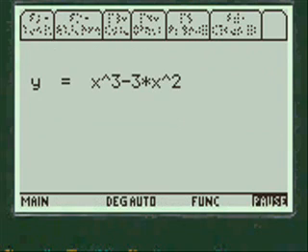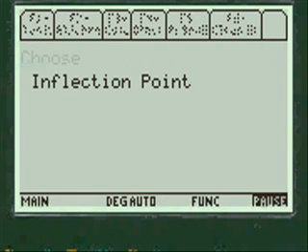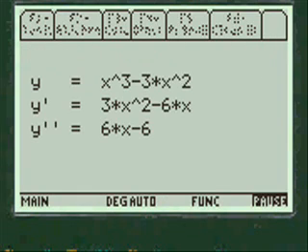I always show you what you've entered so you can change it if you want. I say it's okay. We'll press 6 for inflection point. You have to compute the second derivative, so write all you see down under your graph on your paper.